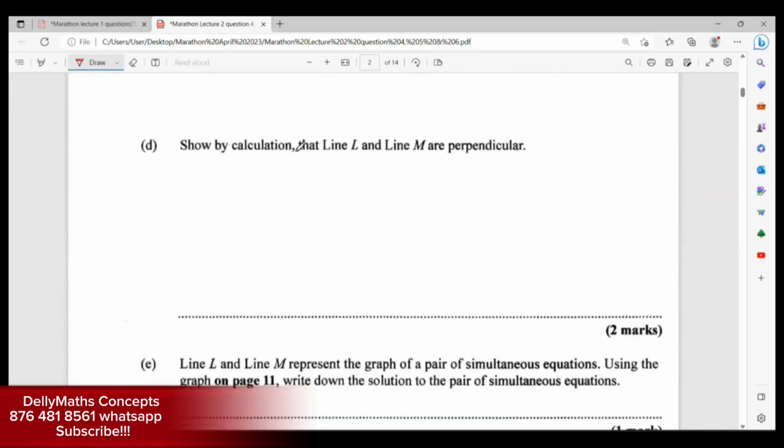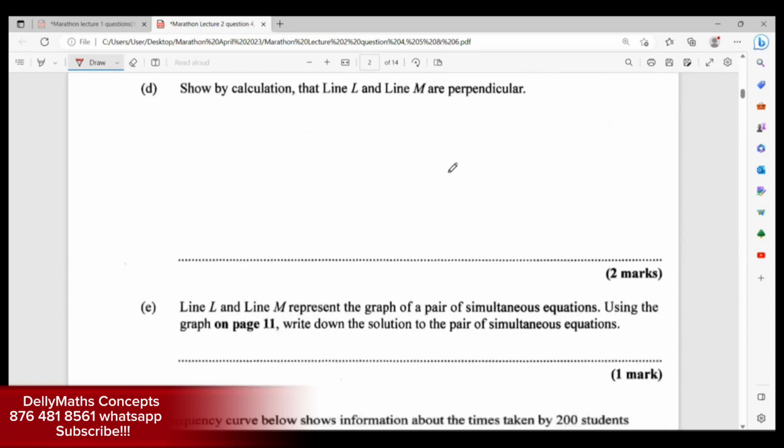Show by calculation that line L and M are perpendicular. Now, this is something that you need to make note of. When lines are perpendicular, there is a specific thing that happens. I will write it for you because I want you to make note.